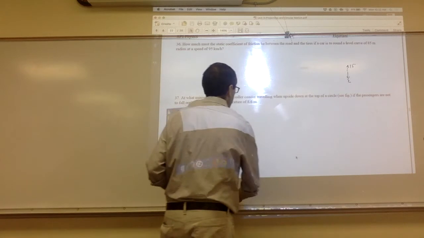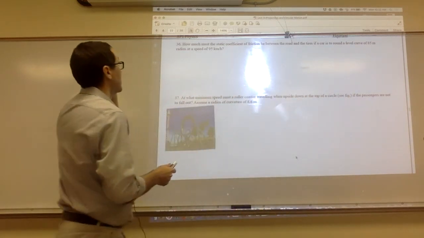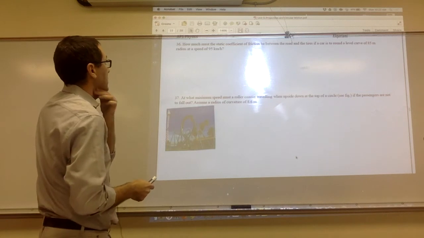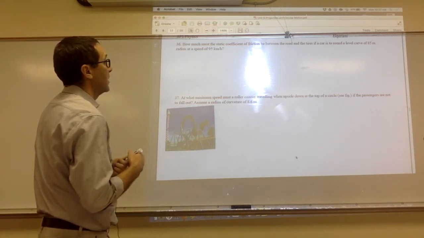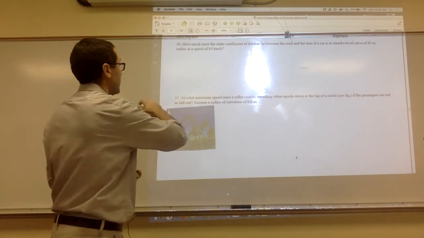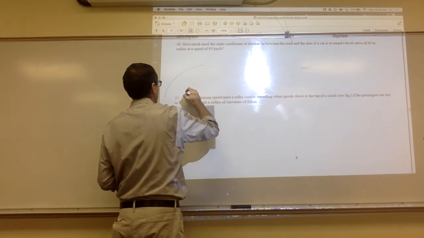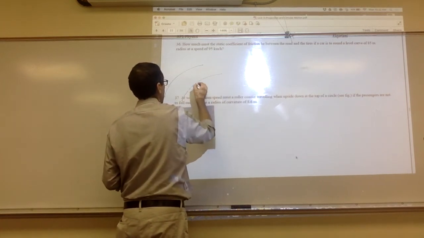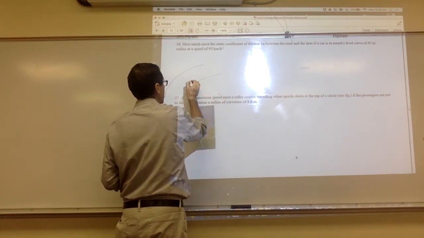Okay, now 36. How much must the static coefficient of friction between the road and the tires be if a car is to make a level curve? Let's say level, this is not banked. This is flat. So I'm going to try to draw it, going around the curve. And this is the center of the curve. So the car is here.